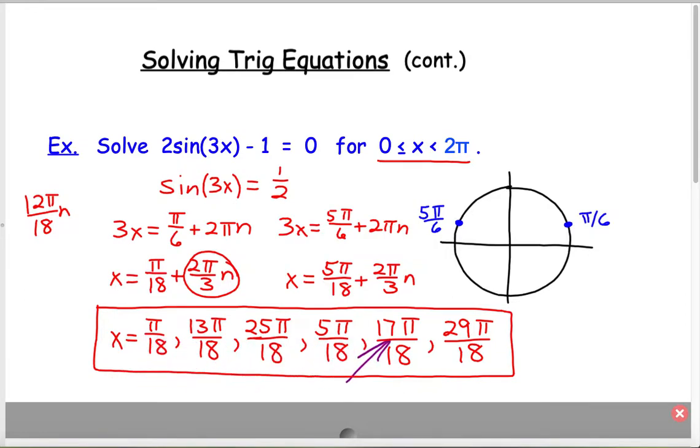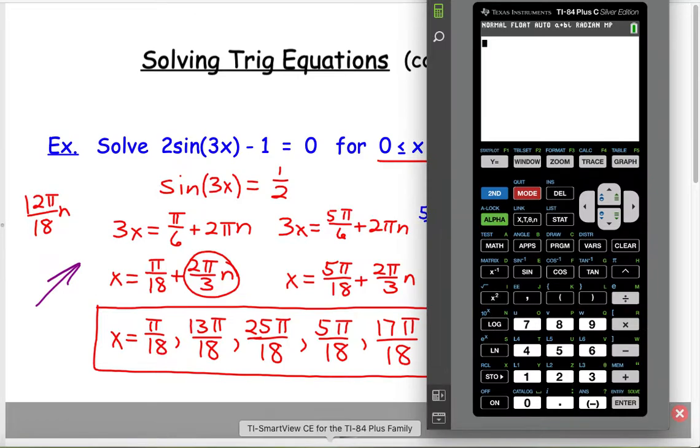So I've actually got 6 answers, where normally if this was just sine of x equals 1/2, I'd have 2 answers. Now it's 3x, so I wind up getting 3 times as many answers, 6 answers. Let me show you on the calculator to make a little more sense of it.